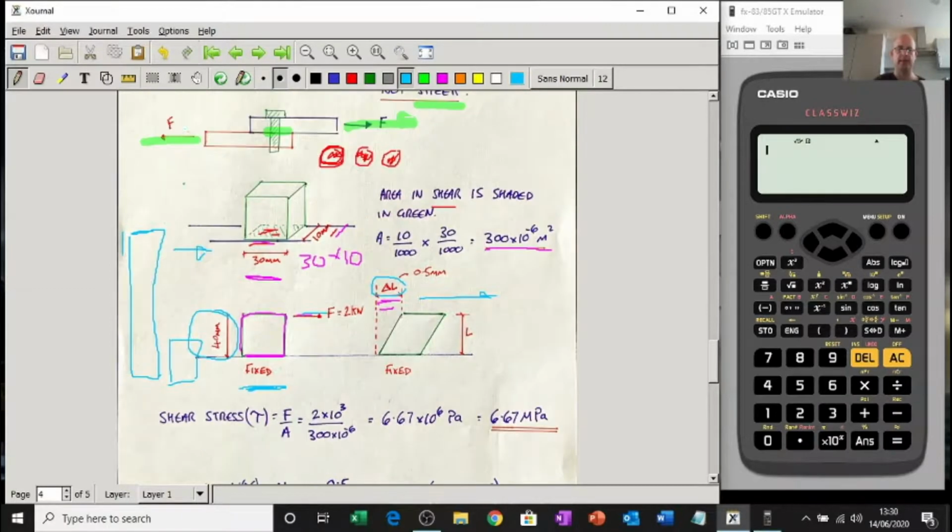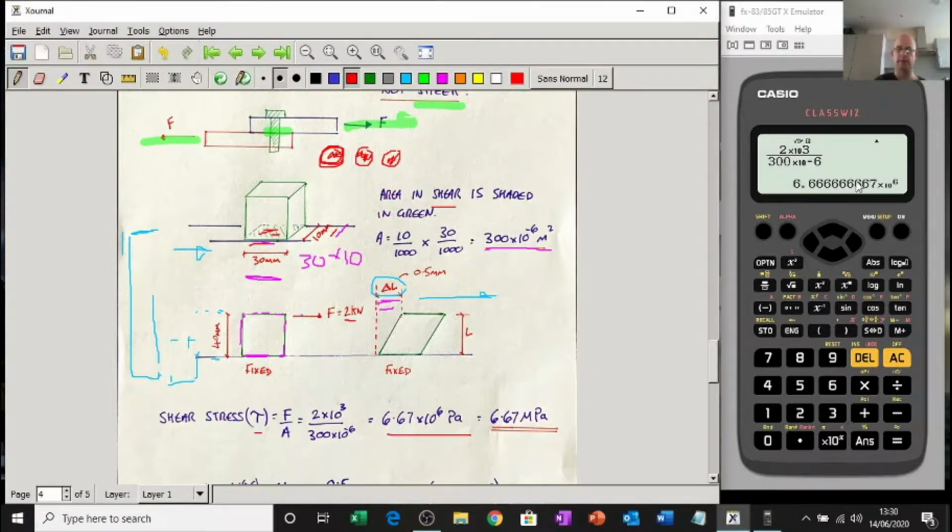So for example, in this one above there, we've got shear stress. What is the shear stress on this rubber block? The symbol for shear stress is that tau, like a weird T. It's still force over area. So the force is 2000 and the area is 30 by 10, which is this. So we do 2 times 10 to the 3, and divide that by 300 times 10 to the minus 6. Shear stress. Thank you very much.